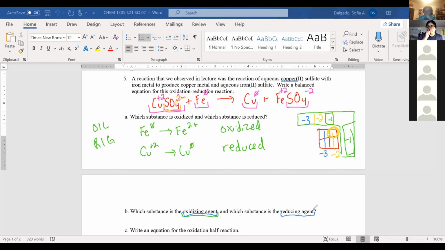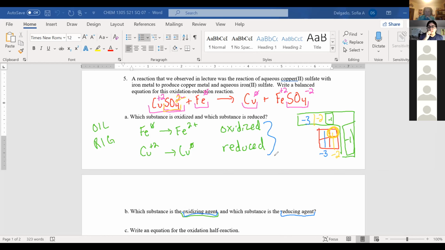Does anybody remember? Oxidation is losing electrons, reduction is gaining electrons. Okay, that's what we figured out here, right? That's what's being oxidized and what's being reduced. But what about the oxidizing agent or the reducing agent?